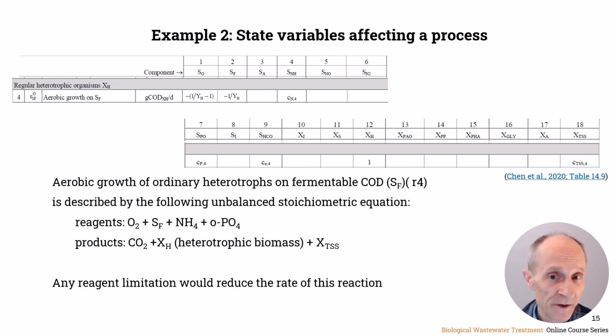The same stoichiometric matrix can be used to examine the effect of various state variables affecting a process. The result is the stoichiometric equation of a reaction. For example, the aerobic growth of ordinary heterotrophic organisms on fermentable COD, reaction number 4, uses the reagents oxygen, fermentable COD, ammonia, and orthophosphate to produce carbon dioxide, heterotrophic biomass, and total suspended solids. Any reagent limitation would reduce the rate of the reaction.